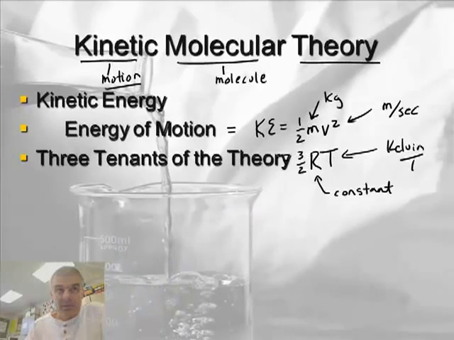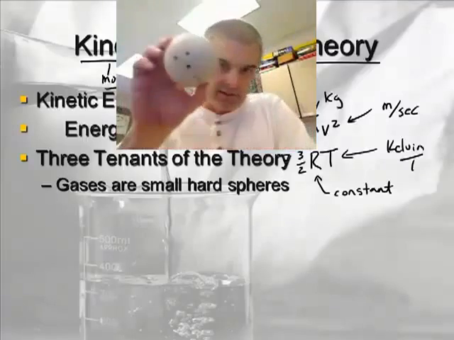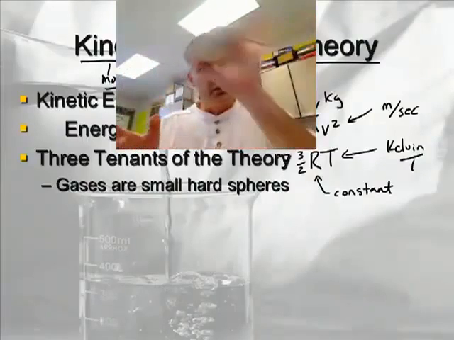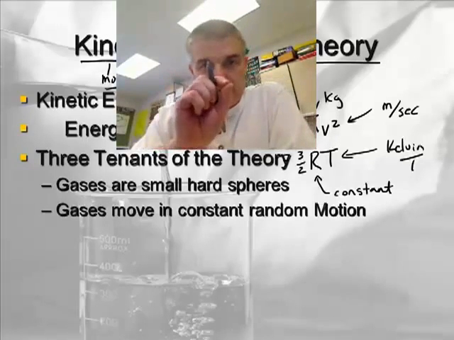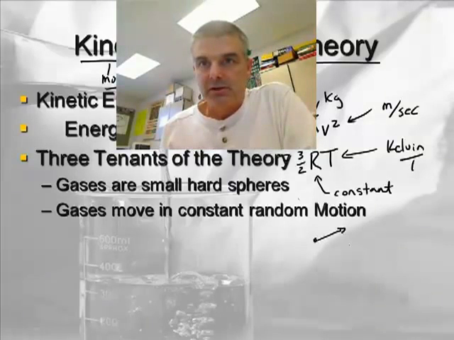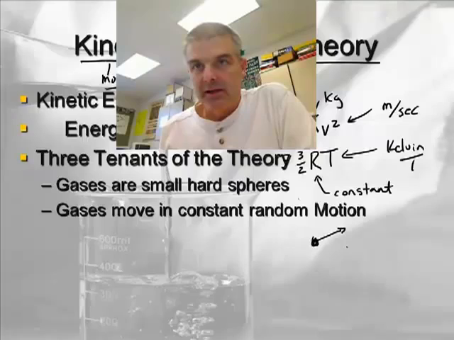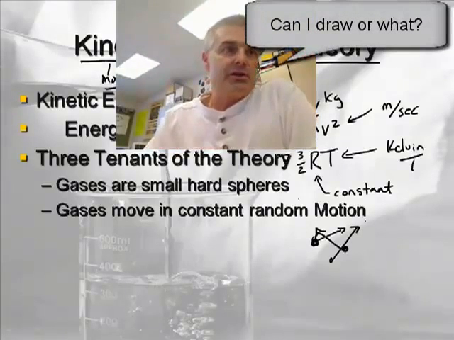Okay, there are 3 tenets to the kinetic molecular theory. It says that gases are small, hard spheres. So there are many, many tiny, hard spheres that are moving around in space. I want you to think of molecules as these tiny little spheres, and they're moving around. And they move in constant motion. Sometimes they're going this way and then that way. This sphere might move in this direction, and then another one might be moving in that direction, and another one this way. And it's 3-dimensional. It's not just a flat piece of paper. They're moving in 3 dimensions.